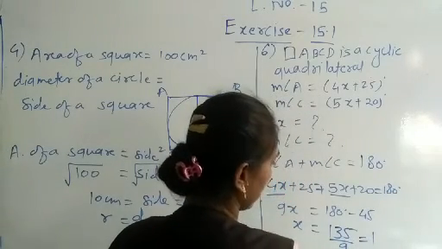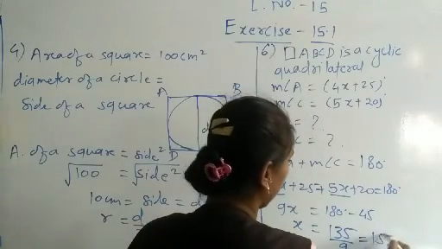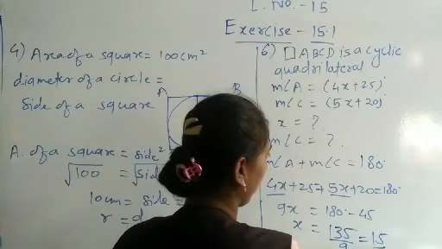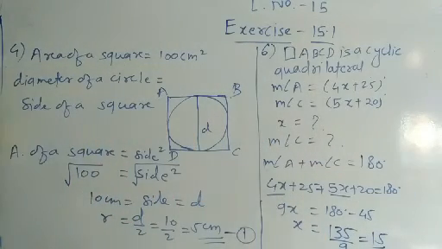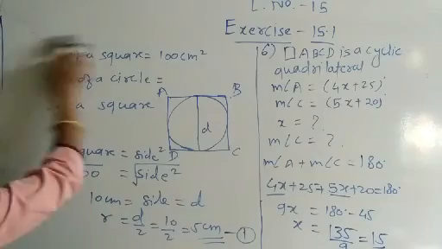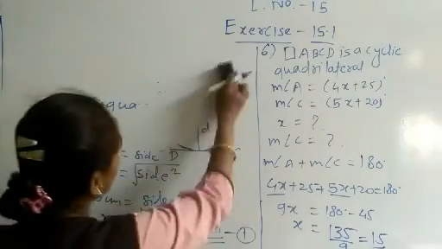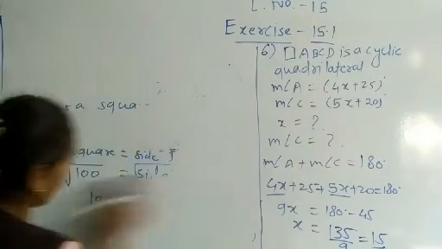9 ones are 9, remainder of 4, 9 fives are 45. So the value of x you get here is 15. But what about the measure of angle C? You have to find the measure of angle C. Before that, we remove some 4. Example number 4.